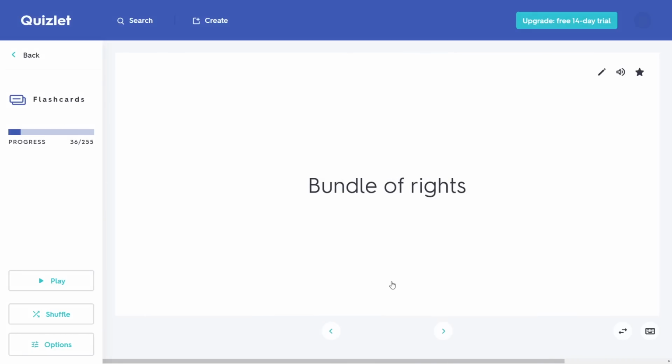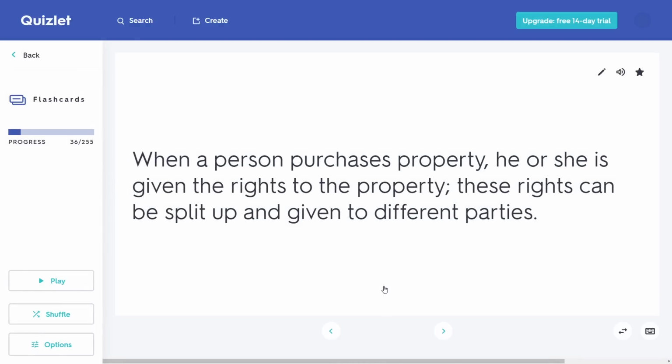Oh, the bundle of rights. Okay, this is a fun one. Think that one over. Give you guys some time to think that one through. Okay, do you guys remember what the bundle of rights is? So the bundle of rights is when a person purchases property, he or she is given the rights to the property. These rights can be split up and given to different parties. Thus, why they're called the bundle of rights.